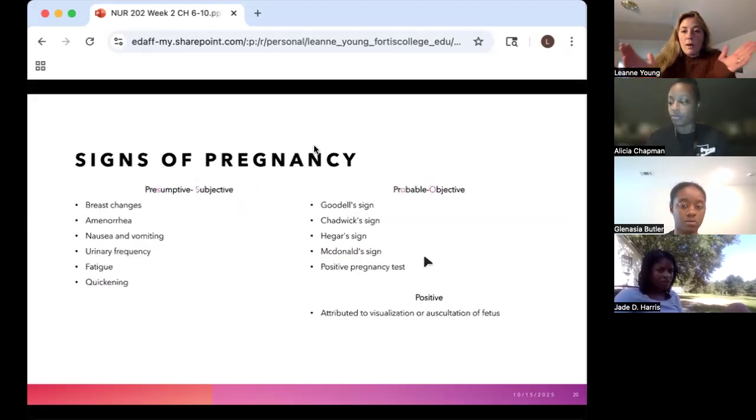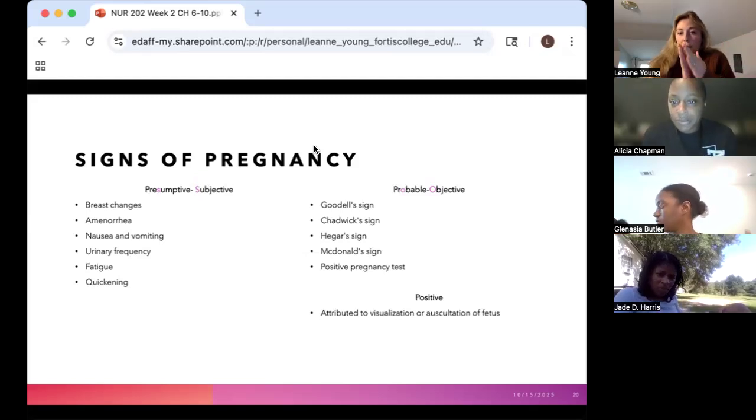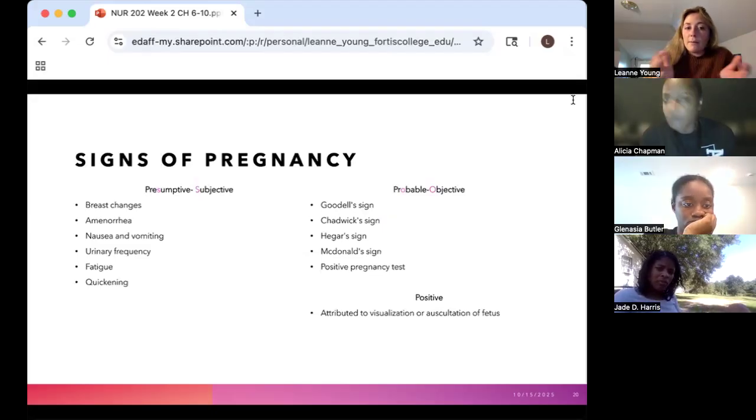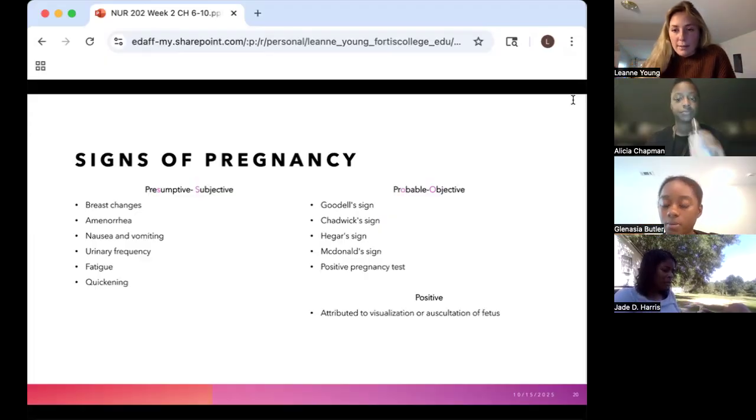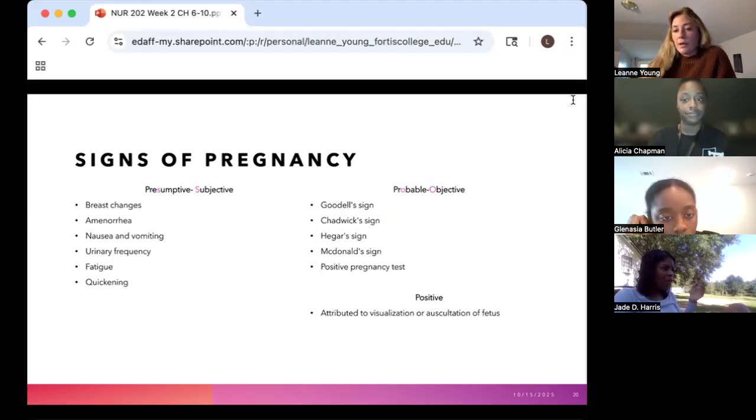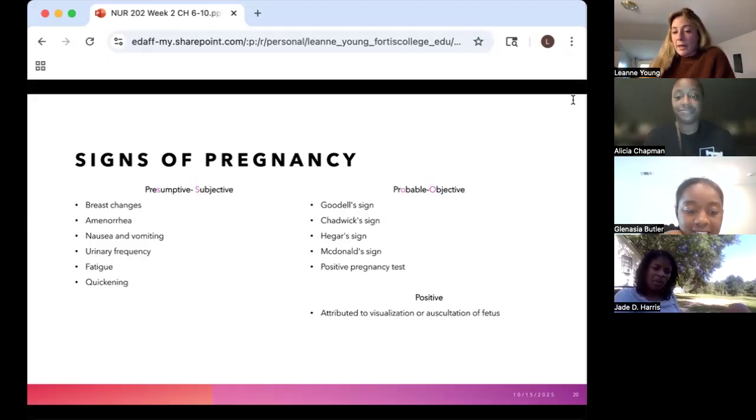As far as signs of pregnancy, we're gonna divide these into presumptive, probable, and positive, because there is a difference. Presumptive is subjective, things that a woman will notice that make her think, maybe I'm pregnant. So breast changes like enlargement of the breast, nipple changes, stretch marks on your breasts, tenderness, hypersensitivity, those kinds of things, and missing a period.